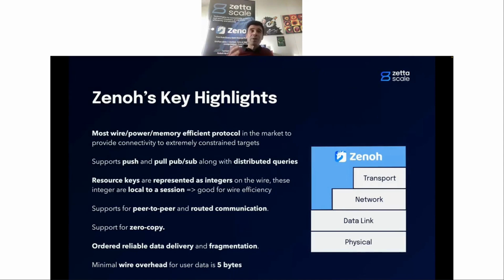As you saw, we have peer-to-peer and routed communication, as well as client-to-peer or client-to-broker. We have support for zero copy. That's very important when you're running on the same memory domain and want to completely avoid the network stack.